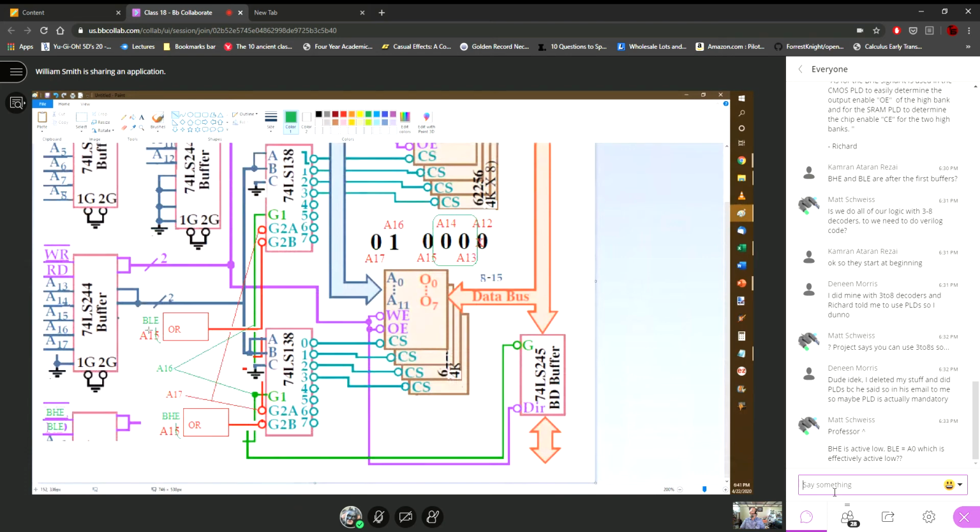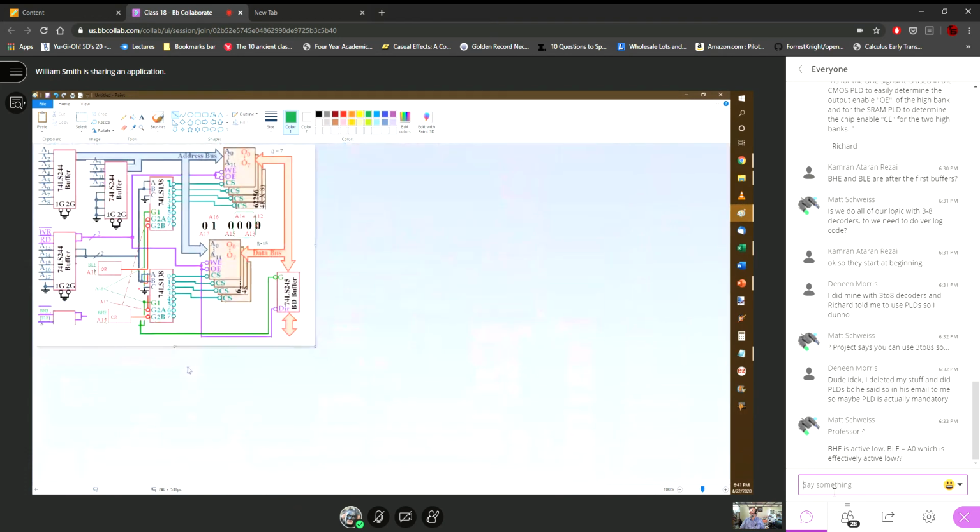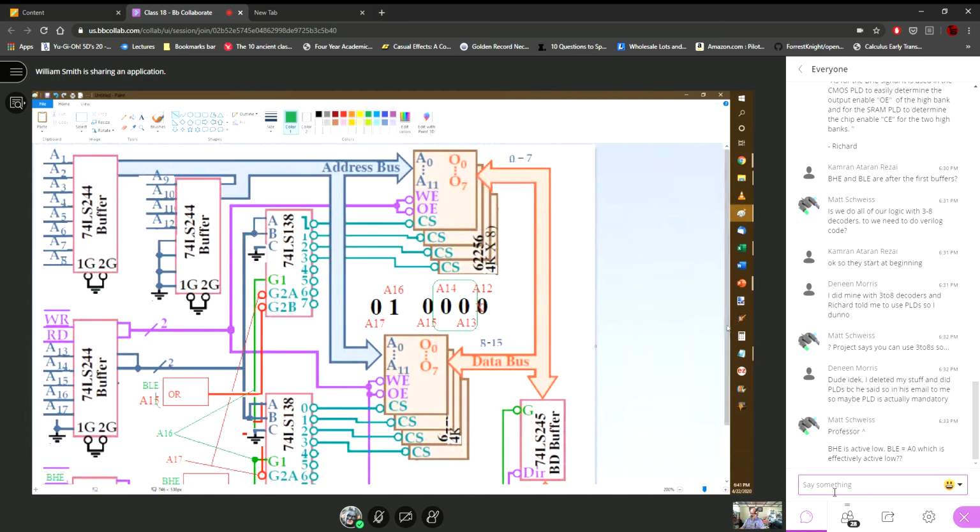BHE is coming through and being buffered. Okay, so what's going to happen now is because I've got this addressing, let's go back down here, this addressing decode going on.